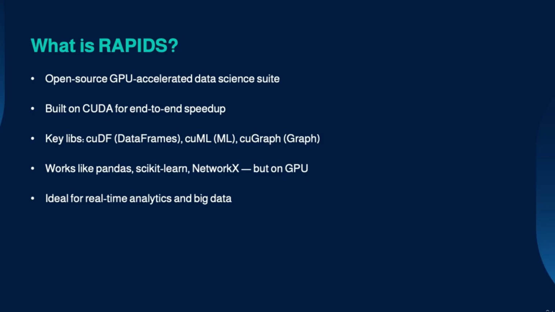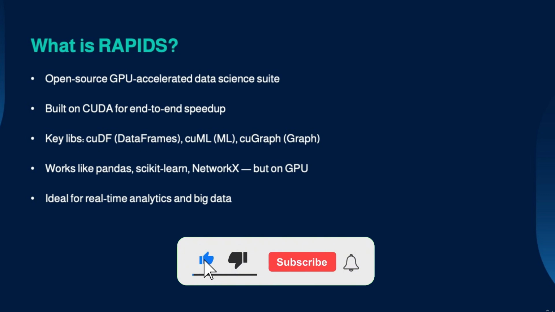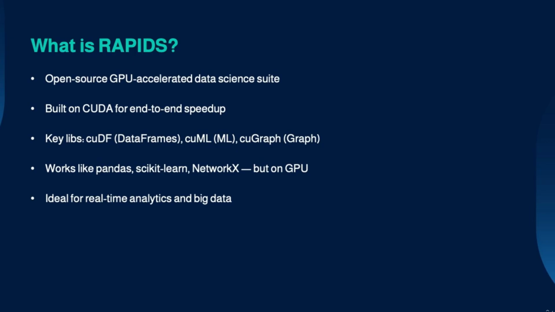RAPIDS is a collection of Python libraries that run entirely on the GPU. It's built on CUDA, so even operations like joins, filters, and aggregations run in parallel at massive scale. The core libraries are cuDF for data frame operations, cuML for machine learning, and cuGraph for graph analytics. What's great is that RAPIDS mirrors the APIs of popular CPU-based tools like Pandas, scikit-learn, and NetworkX. So the learning curve is small, but the speedups are huge.